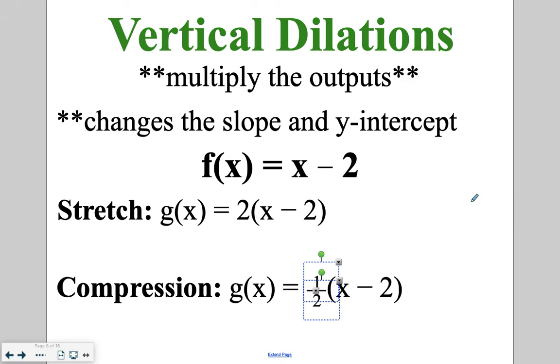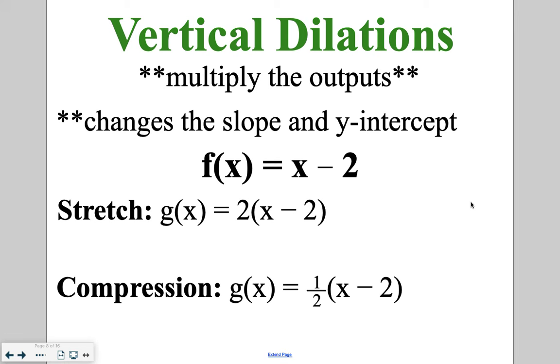The other thing that we have to look at here is the dilations. Dilations are probably the trickier of the 2 types of transformations because we have to think about these both vertically and horizontally. So we're going to start with the vertical ones.